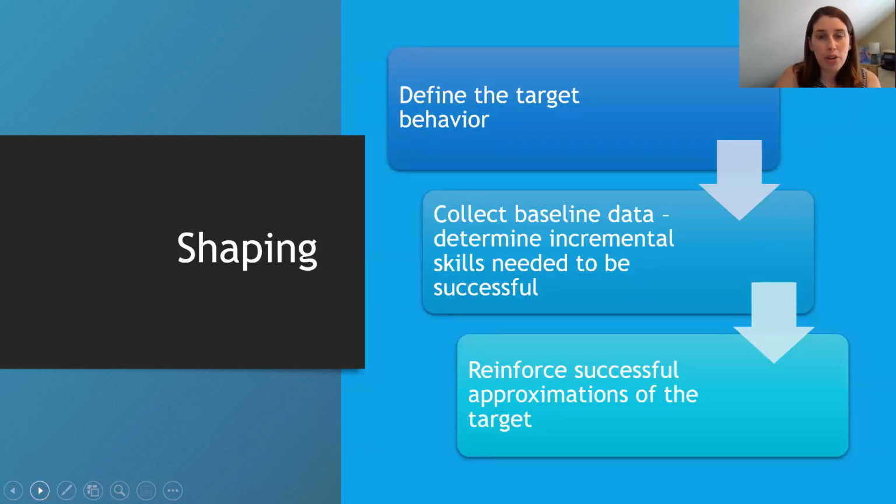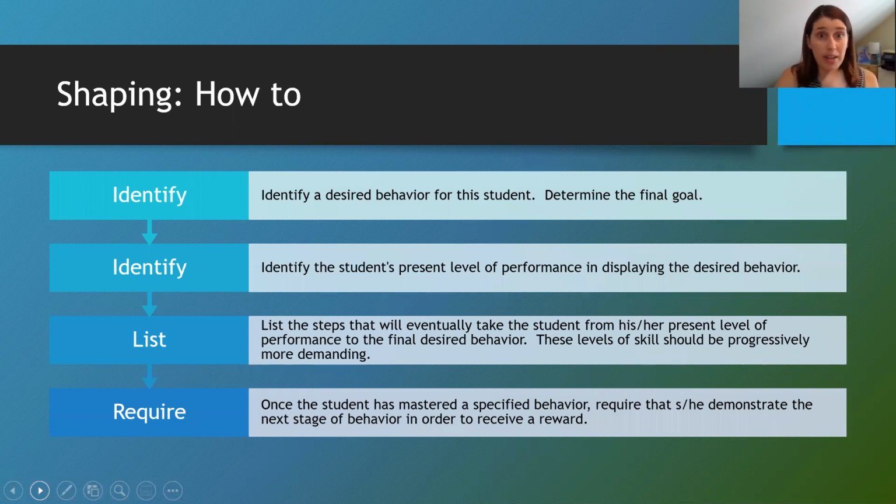How do you shape a behavior? First, you want to define the target, collect that baseline data, determine the incremental skills needed to be successful, and then reinforce successive approximations of the target. So initially, you want to identify the desired behavior and then determine that final goal. Then you want to identify the student's present level of performance in displaying the desired behavior, list the steps that will incrementally get from where the student is to where the student should be, and then once the student has mastered a specific behavior, you want to require that he or she demonstrate the next stage of the behavior in order to receive a reward.